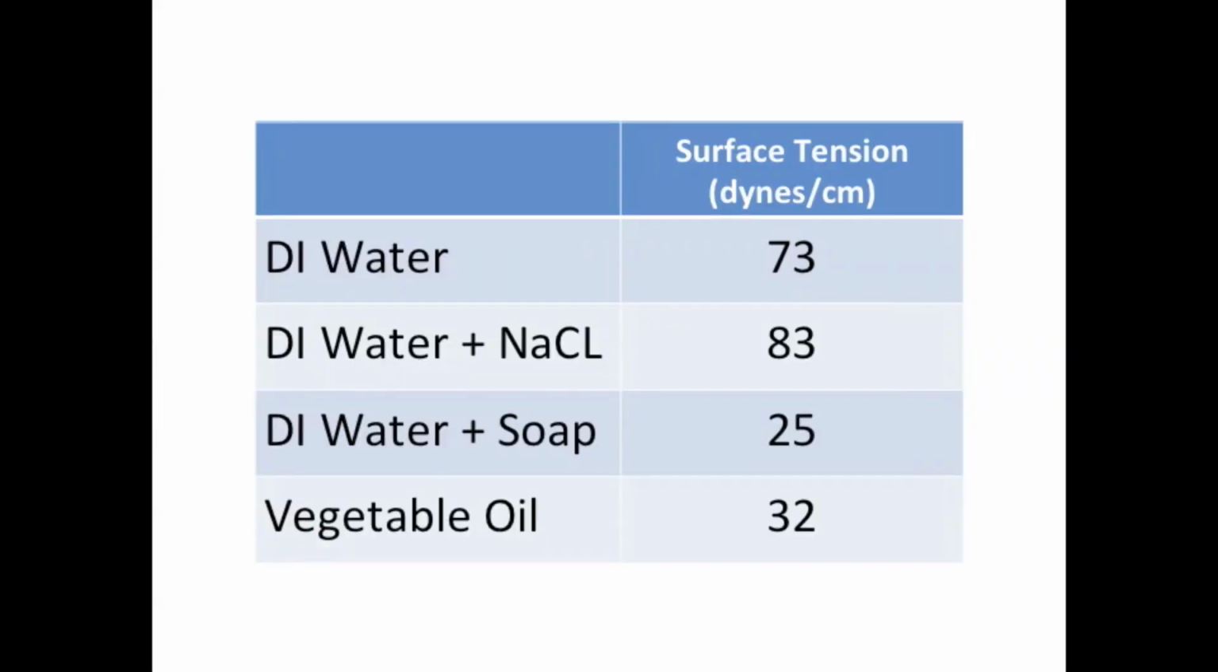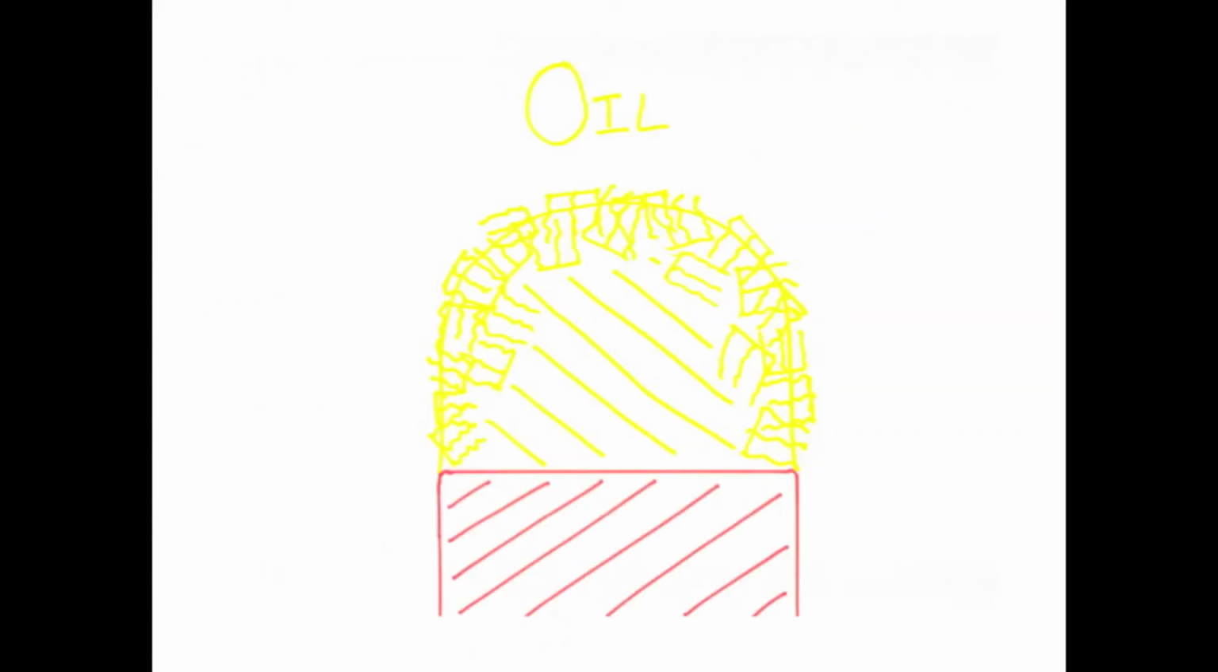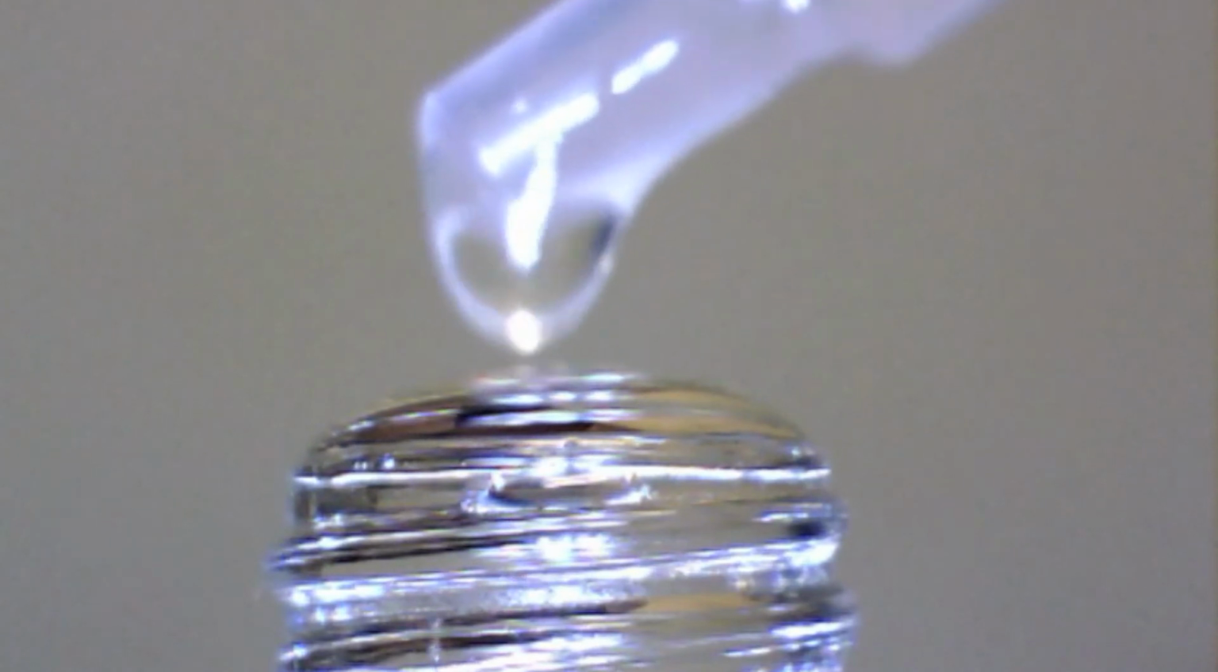Now let's talk about something more relevant to cooking. Oil has a much lower surface tension than water. This is because oil molecules are non-polar long carbon chains that don't attract each other like water molecules. Oil, therefore, cannot create a shell, and the droplet that is formed is only held together by viscous entanglements of the carbon chains.